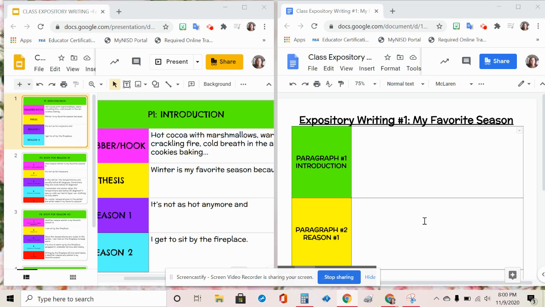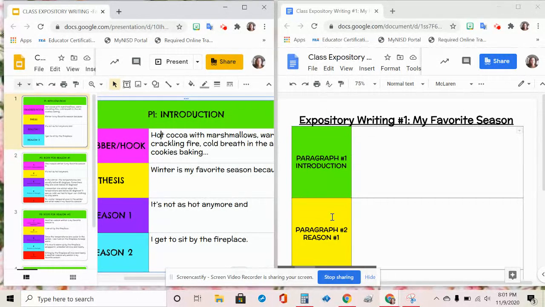All right, boys and girls, now that we've finished writing 4 paragraphs for our expository writing number 1 about your favorite season, we're going to now put it all together so that it looks more like a composition. What you see on my screen is the first template that we used with 4 different slides, one for each paragraph. Remember that we broke it up into 4 parts for each paragraph so that we could have a nice explained reason for the season that we like.